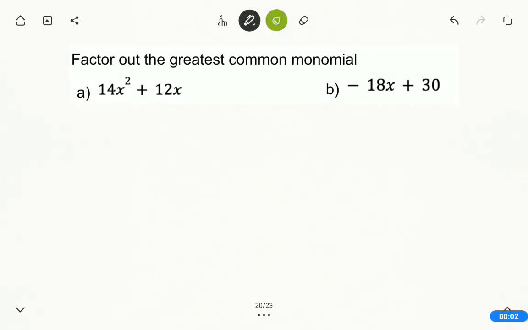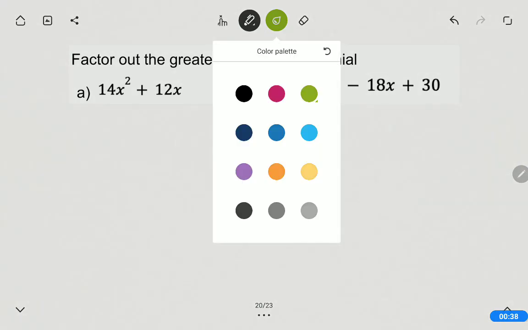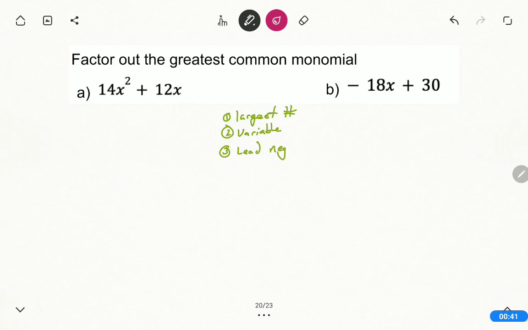In this example, we're going to be factoring out the greatest common monomial. So for A here, when you're trying to identify the greatest common monomial, you want to ask yourself three things. First of all, the largest number that goes into all the terms. Second thing you want to ask yourself is, is there a variable in all the terms? And the third thing you want to ask yourself is, is the leading coefficient negative?